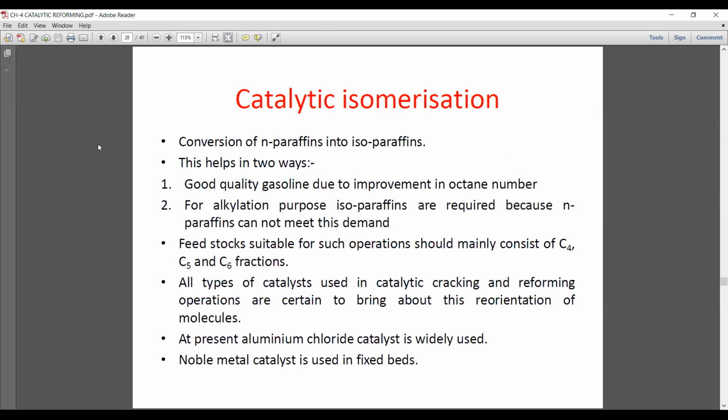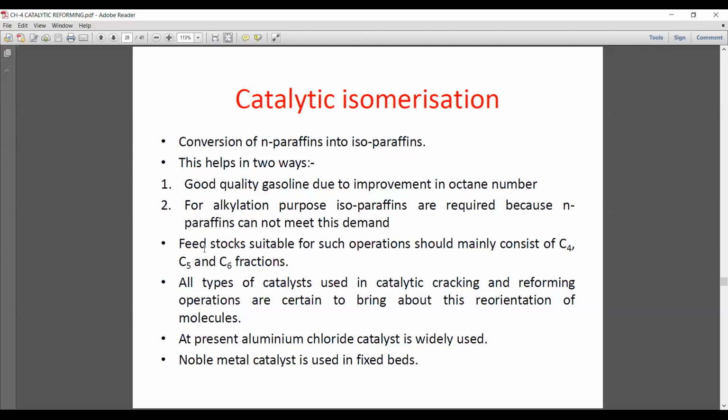Okay, which is nothing but conversion of n paraffins into isoparaffins, and this helps in two ways. The first one, good quality gasoline due to the improvement in octane number, and second one, for alkylation purpose, isoparaffins are required because n paraffins cannot meet this demand. If you remember the alkylation reactions, we are working with isobutenes. Okay, so that's why we require isoparaffins. So we need isoparaffins, which can be achieved by catalytic isomerization.